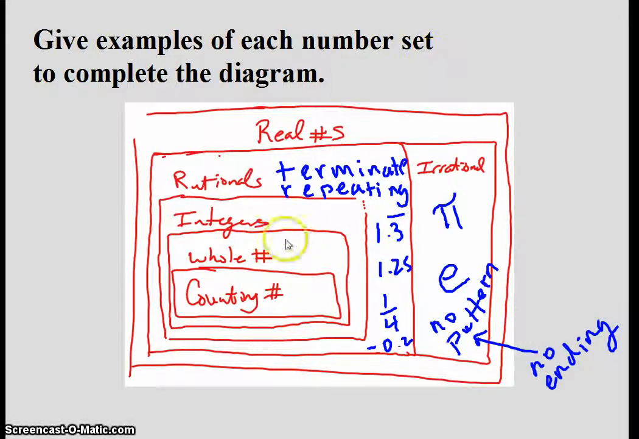This next number set right outside of the counting numbers, which encompasses the counting numbers or natural numbers, are the whole numbers. The only difference between whole numbers and counting numbers is the number 0. So 0 and all the counting numbers, those are whole numbers.